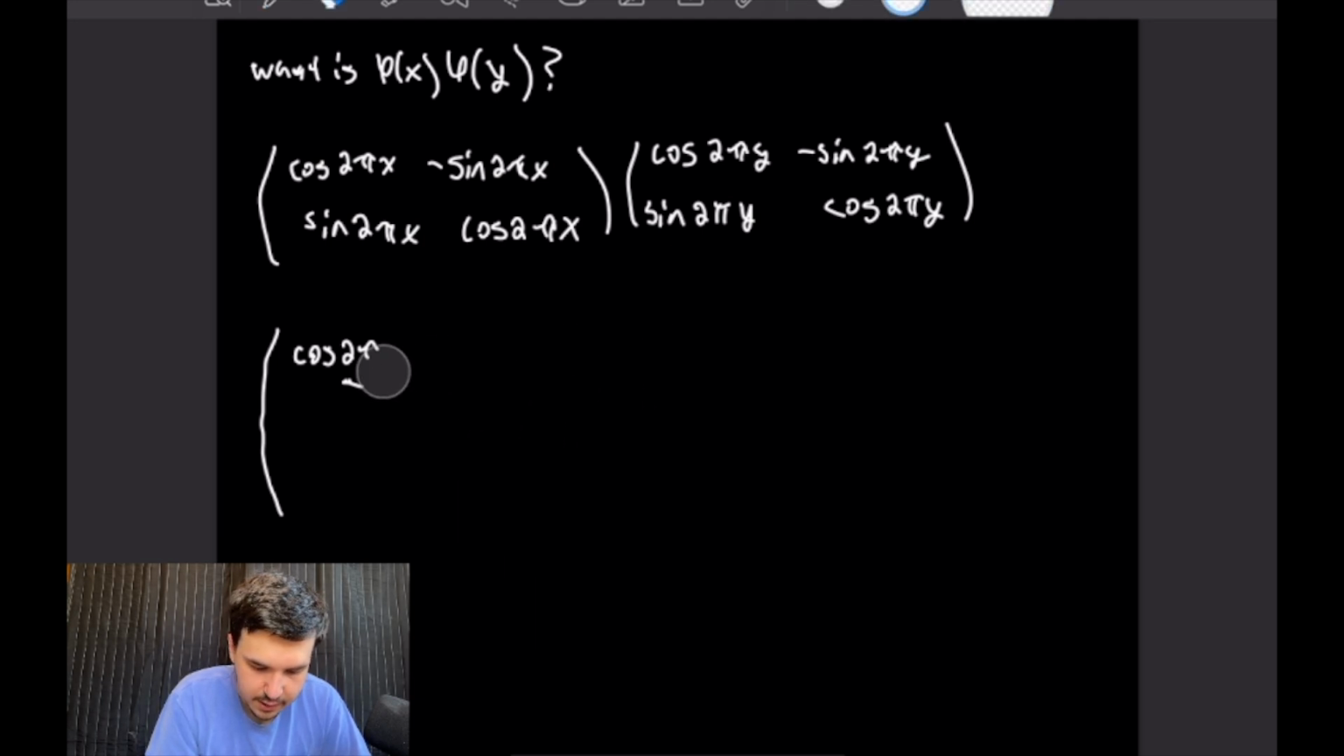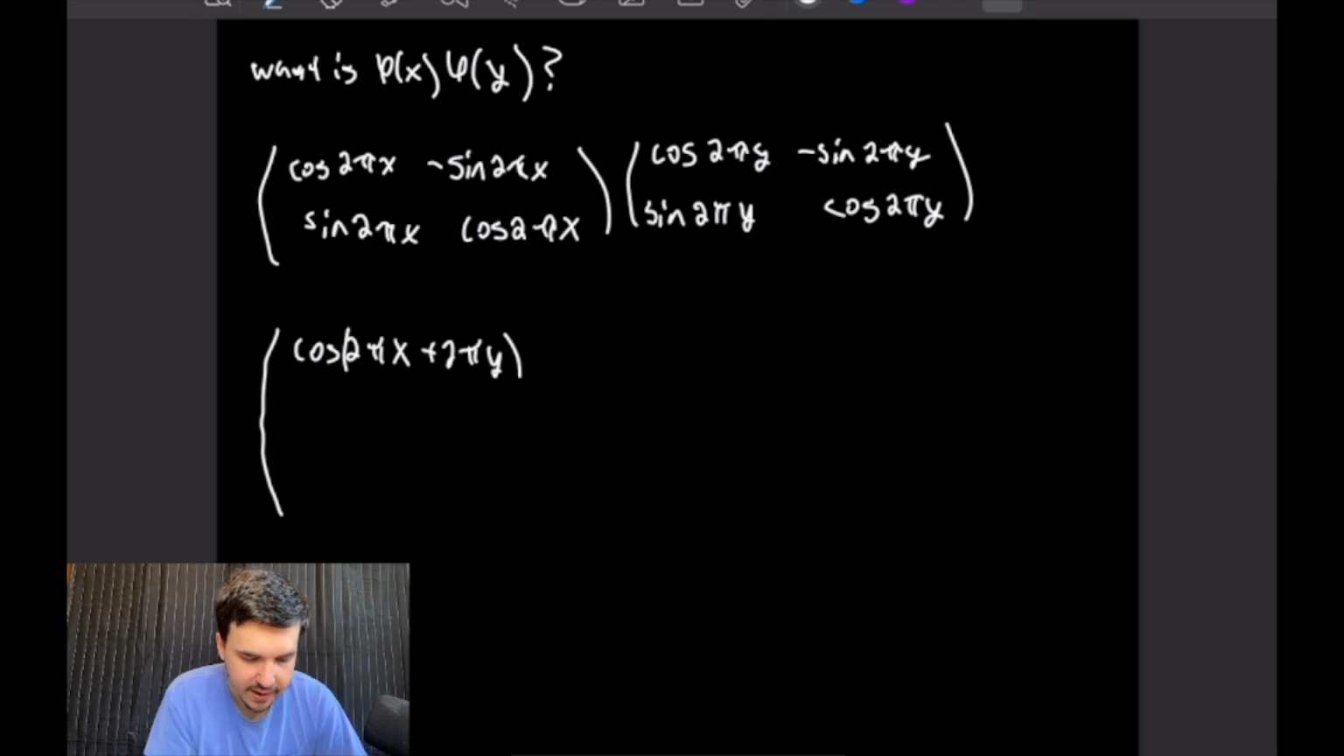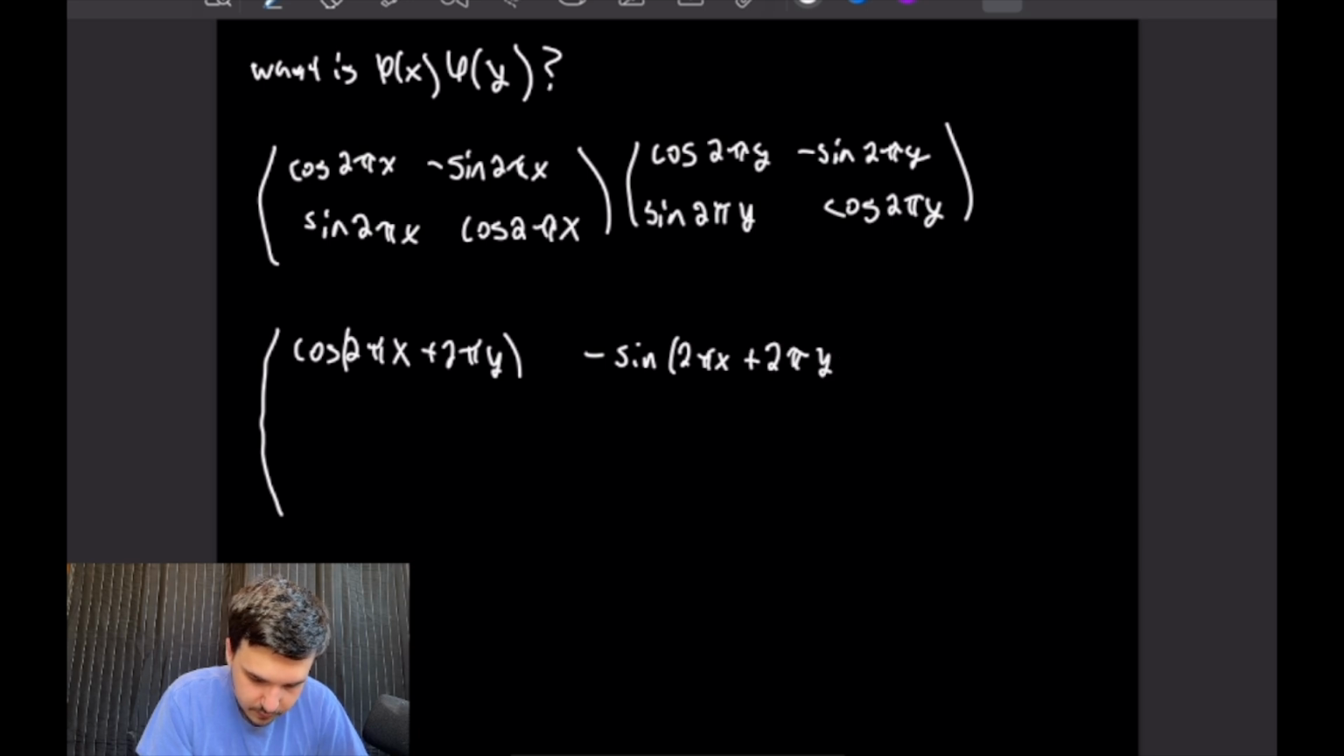So let's go ahead and write that down. That will give us for this whole entry the cosine of 2 pi x plus 2 pi y. Great. And so similarly, we'll swivel this first row into this second column here, and that will give us the cosine of 2 pi x times negative the sine of 2 pi y, and then we'll have negative sine of 2 pi x times the cosine of 2 pi y. And using the sum angle formula, we will get negative the sine of 2 pi x plus 2 pi y.